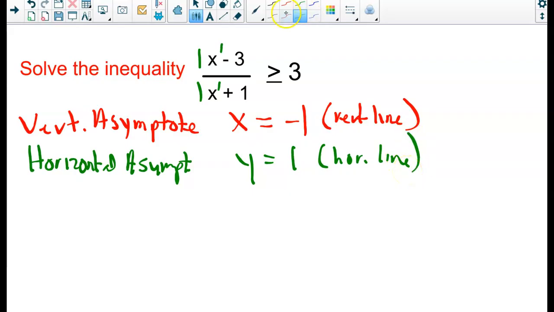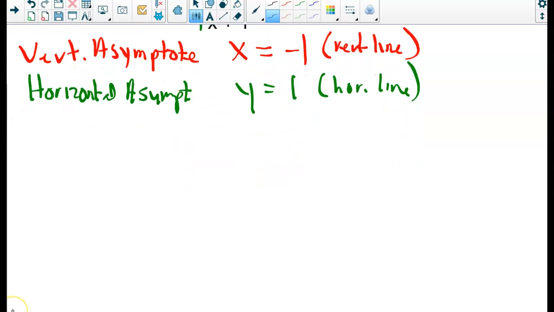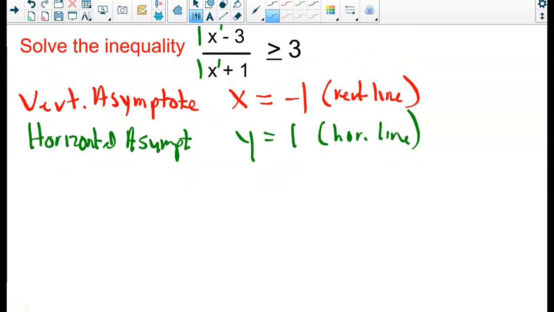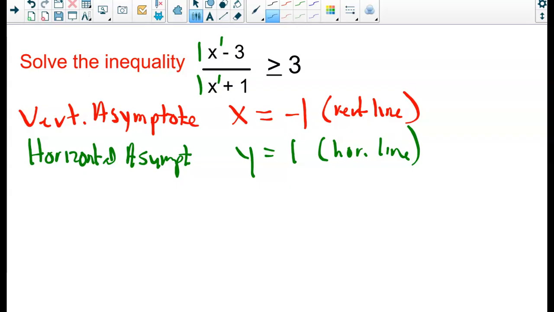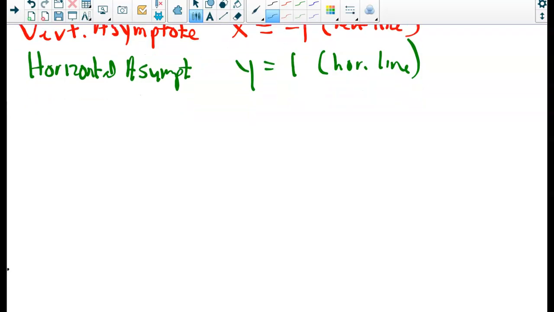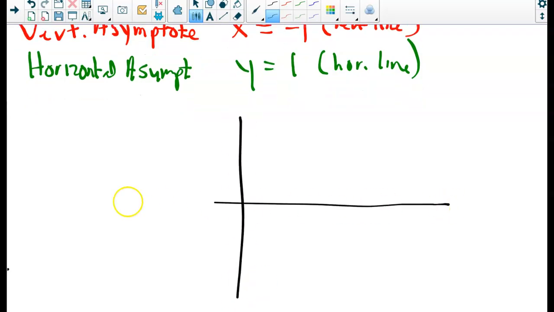When you graph this, you can use your calculator to graph it so you can see what you're doing. I want to know where y1 is greater than or equal to y2. That's what I'm trying to find. That's what I'm trying to shade. So if I was going to graph this, the first thing I'm going to do is put in my asymptote. I'm going to use red so it matches. So the vertical asymptote is x equals -1, which is right here.